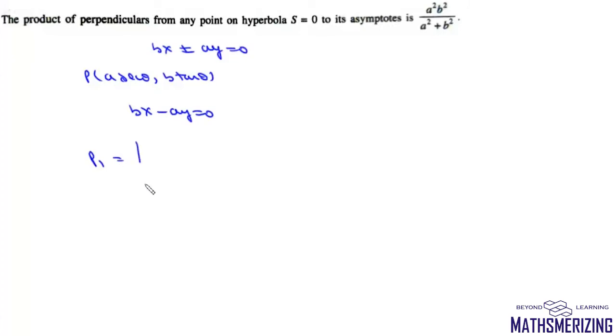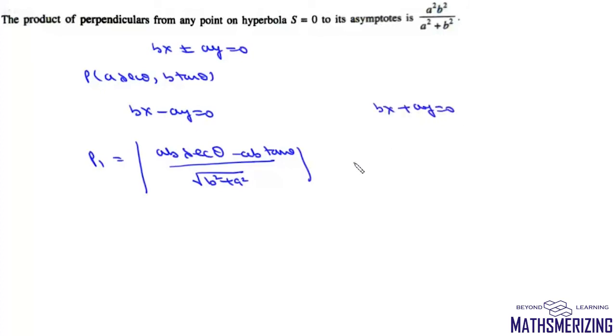Now we'll take the first equation as bx minus ay equals 0. Then p1 will be ab secant theta minus ab tan theta upon under root of b square plus a square. And in the same way for the second line, which is bx plus ay equals 0, we'll find p2 will be ab secant theta plus ab tan theta upon under root of b square plus a square.